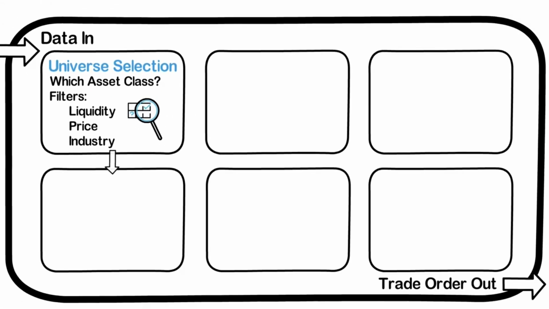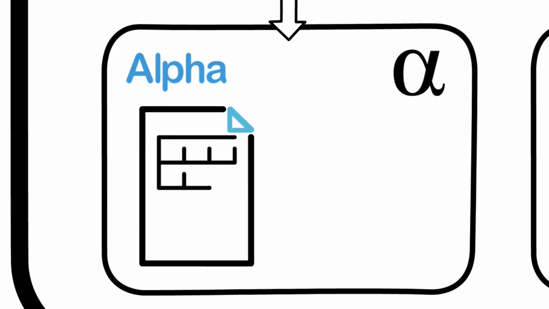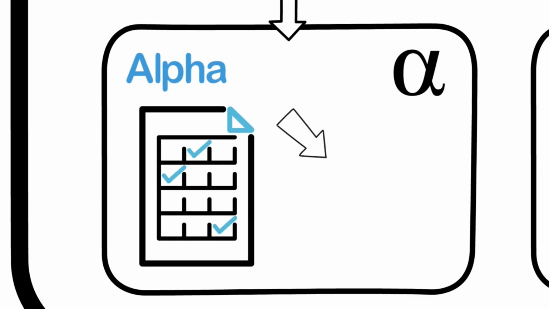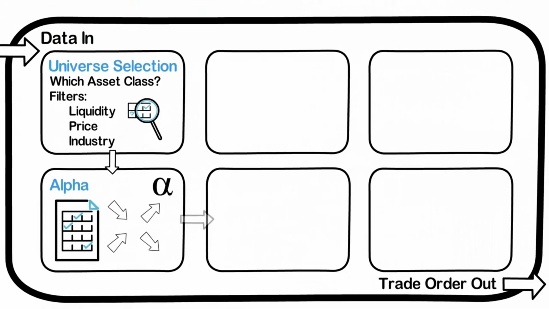Next up, we have the alpha model. This is probably the most important model, since this is where your edge comes into play. The alpha model's role is to send out trade signals. It does not directly send out any trade orders though. Instead, it just passes on trade recommendations to the portfolio construction model. This model then constructs an appropriate portfolio based on these trade signals.